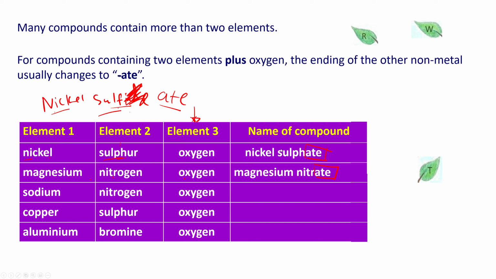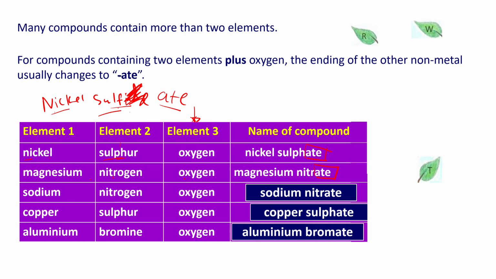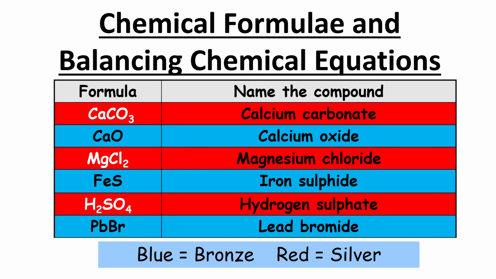Okay, hopefully you've had a go and now you've unpaused it. So once you've got the hang of this, it's quite straightforward. Sodium plus nitrogen plus oxygen, sodium nitrate. Copper plus sulfur plus oxygen, copper sulfate. And aluminium plus bromine plus oxygen, aluminium bromate. Which is good. Now, I'm just going to skip past this next slide.